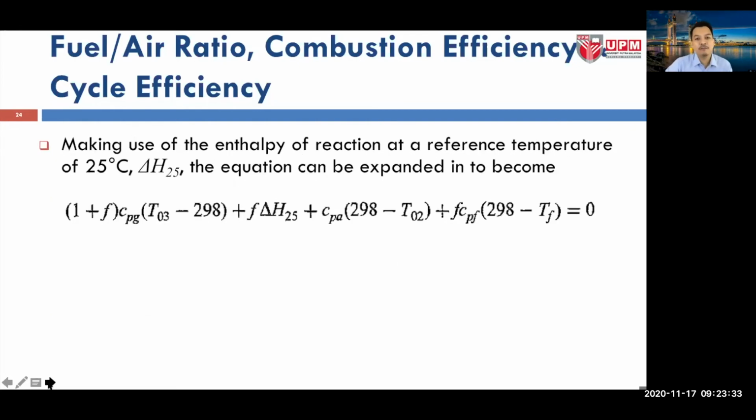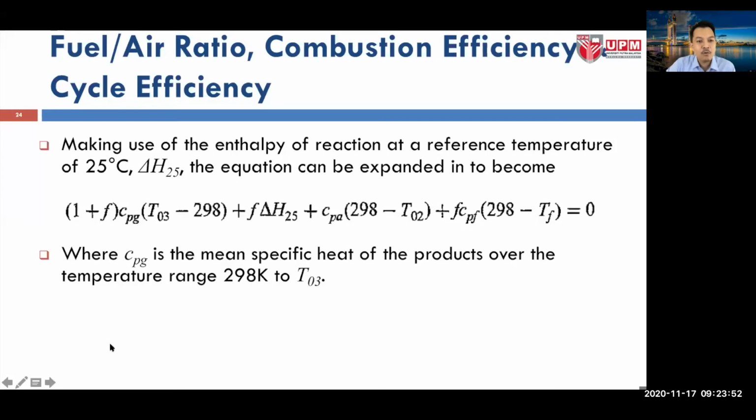Making use of the enthalpy of reaction at a reference temperature of 25 degrees Celsius, the difference of enthalpy from 2 to 5, the compressor to the exit of the turbine, the equation can be expanded to become this long expression. Let me explain where CPG is the mean specific heat of the products over the temperature range. Remember, when you want to use the value of CPG, you will have to use the correct one.